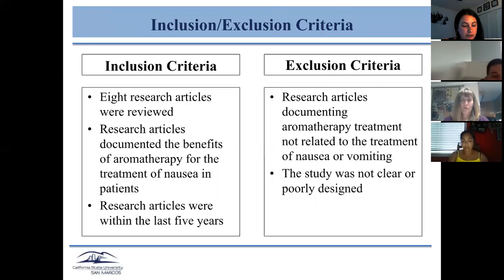8 research articles were found regarding the use of aromatherapy in nauseated patients. These 8 articles were included because they documented the benefits of aromatherapy for the treatment of nausea in patients. These research articles were within the last 5 years. Research articles documenting aromatherapy treatment that is not related to the treatment of nausea or vomiting were excluded. Studies that were not clear or poorly designed were also excluded.